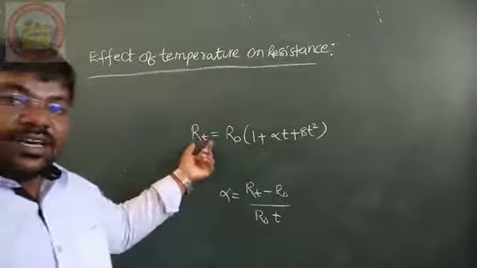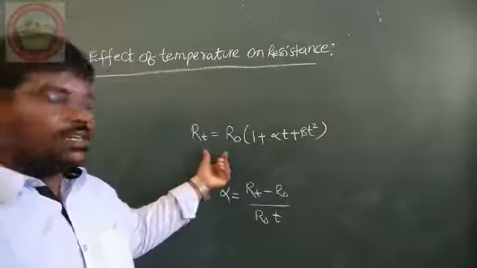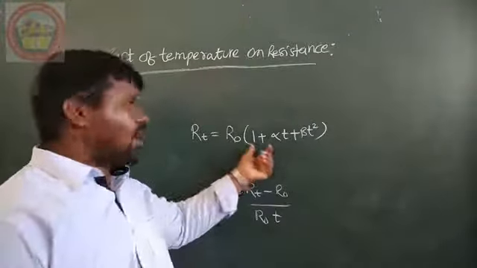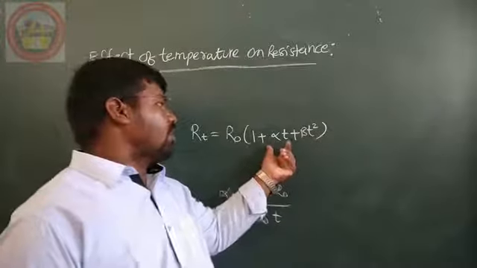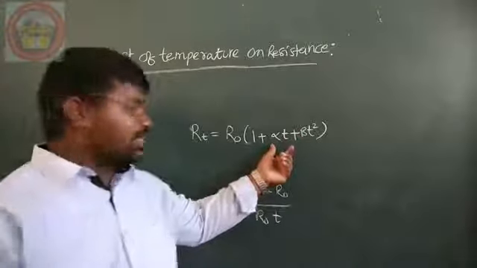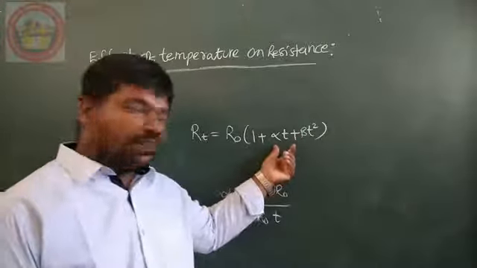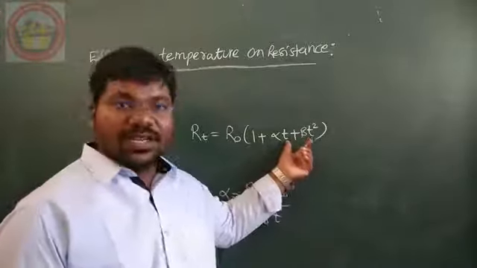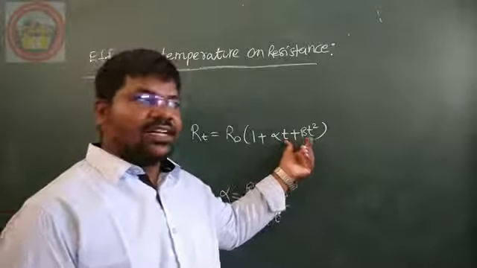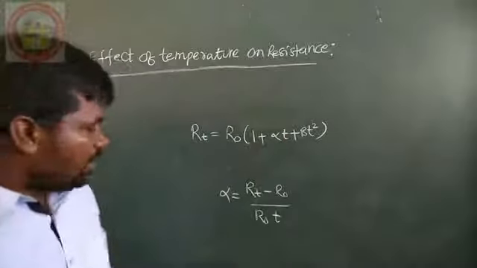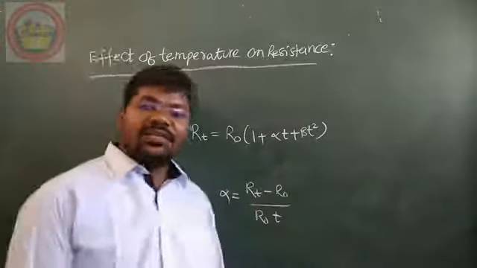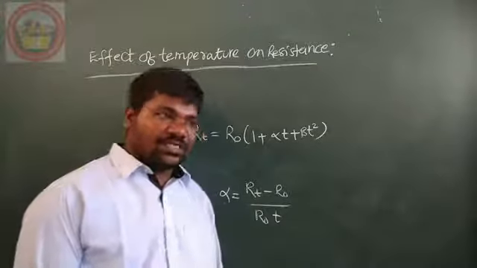In this formula, RT means resistance at temperature T. R0 means resistance at 0 degree centigrade. 1 is a number. Alpha is the temperature coefficient of resistance. T is the temperature in Kelvin or centigrade. Here alpha and beta are called temperature coefficients of resistance.